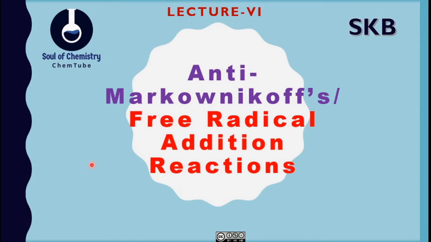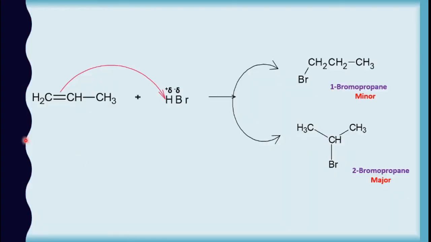In the previous video, I have discussed about the Markovnikov's rule. Now let's see anti-Markovnikov's rule and free radical addition reaction. This reaction is taking place as per the Markovnikov's rule. That is, the negative part of the reagent must get attached to the carbon having less number of hydrogen atoms. So we had seen that the major product in this case is 2-bromopropane.